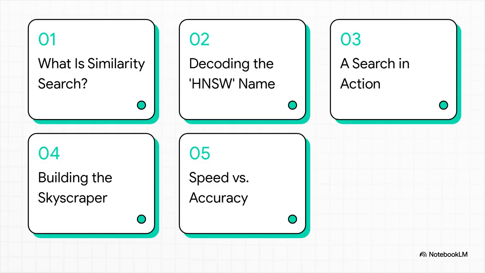All right, since this is a study guide, here's our game plan. We'll start with the problem it's trying to solve. Then we'll decode that crazy name. After that, we'll watch a search in action, see how the whole thing gets built, and finally, we'll get into the really important trade-offs between speed and getting the perfect answer.